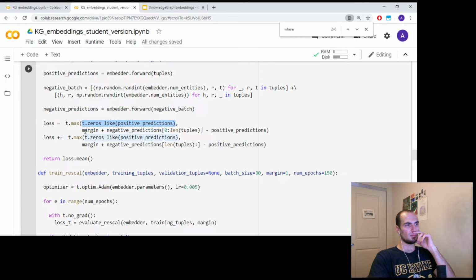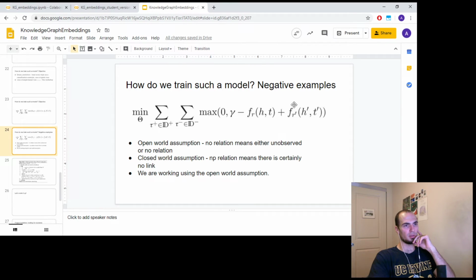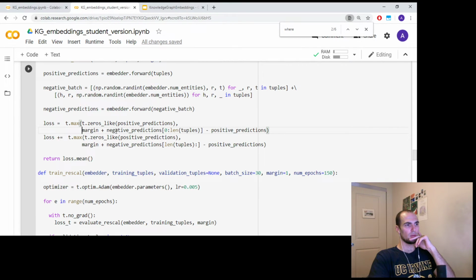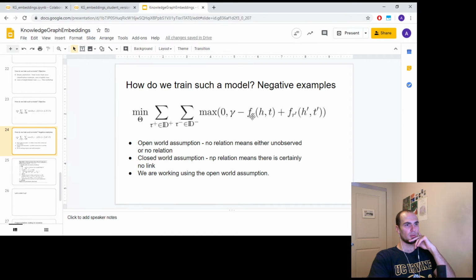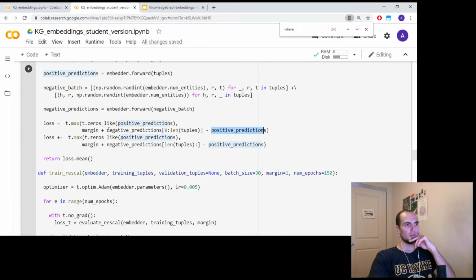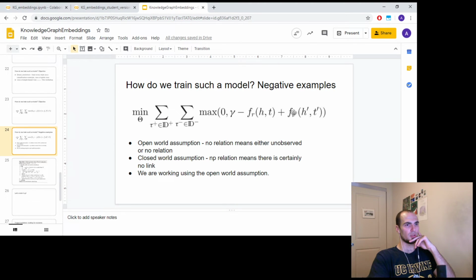This is the matrix form of the loss that I was speaking about before. So we're computing element-wise the loss function I was speaking about before. Hopefully it's clear how it happens. It is exactly mirroring this formula. So we're subtracting positive predictions, which is here. We're adding negative predictions, which is this part.